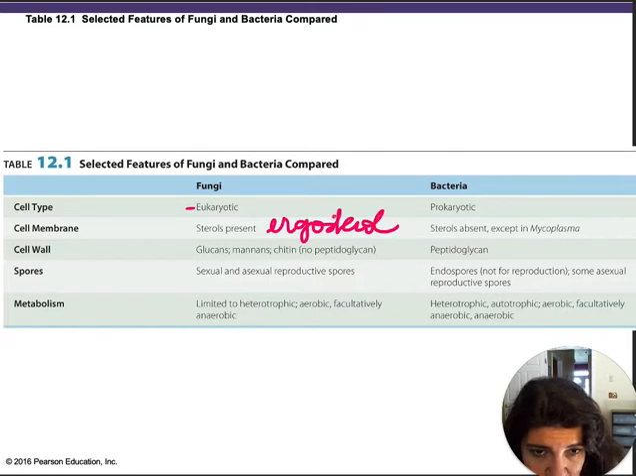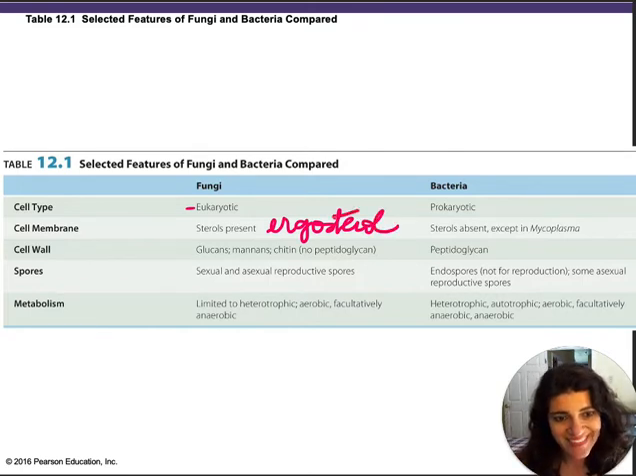Ergosterol. My pen is great today. I'm so happy. Then you can see that my handwriting is still ugly, but at least I can write when the pen works. And then bacteria don't, right?